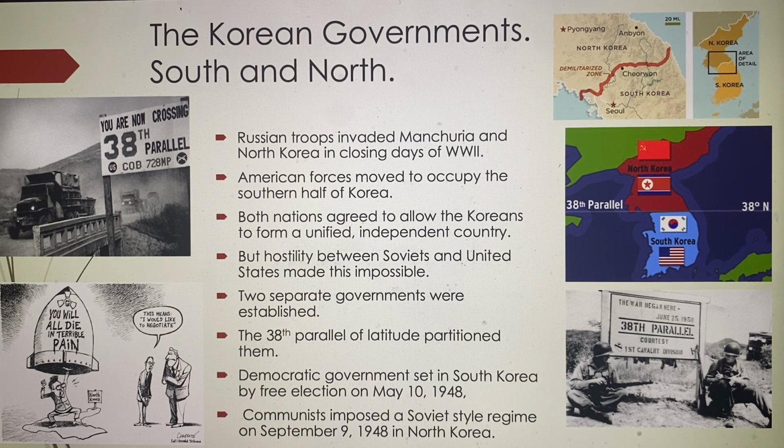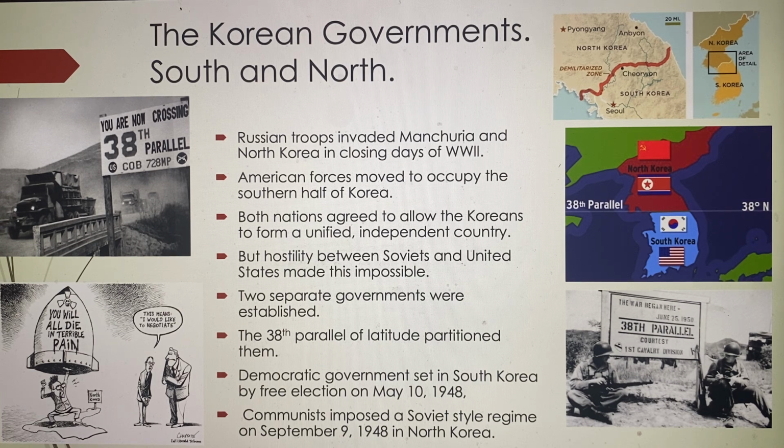But the hostility between the Soviet Union and the United States made this impossible, because two separate governments were established, and basically the two ideologies of communism and free enterprise did not get along. They could not get along to be one nation. So the two separate governments were established, and the line there is called the 38th parallel of latitude. And this partitioned North Korea and South Korea.